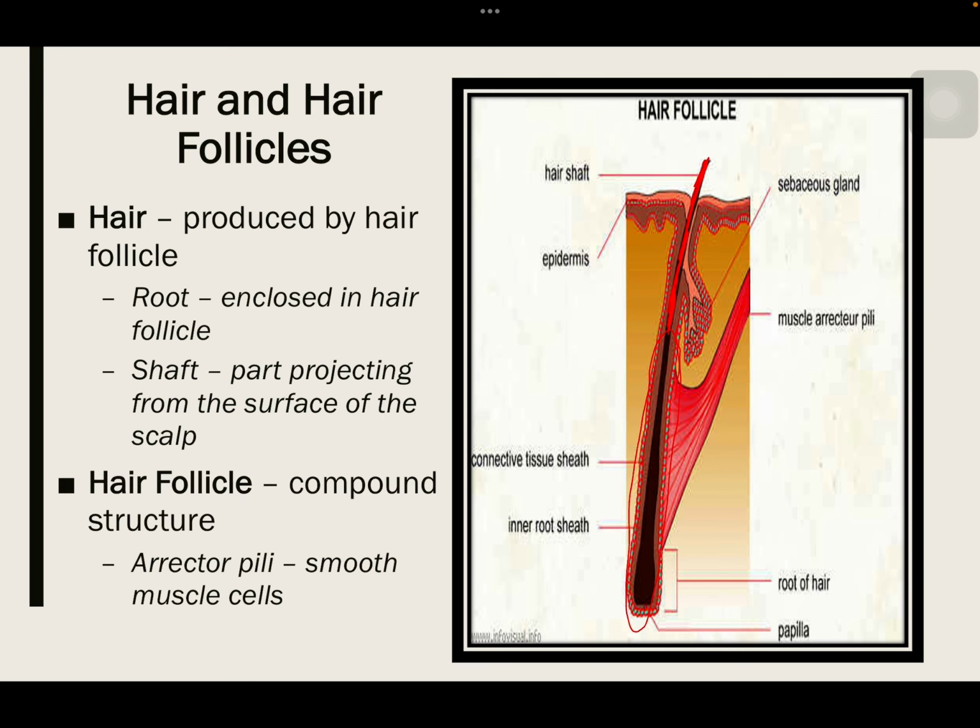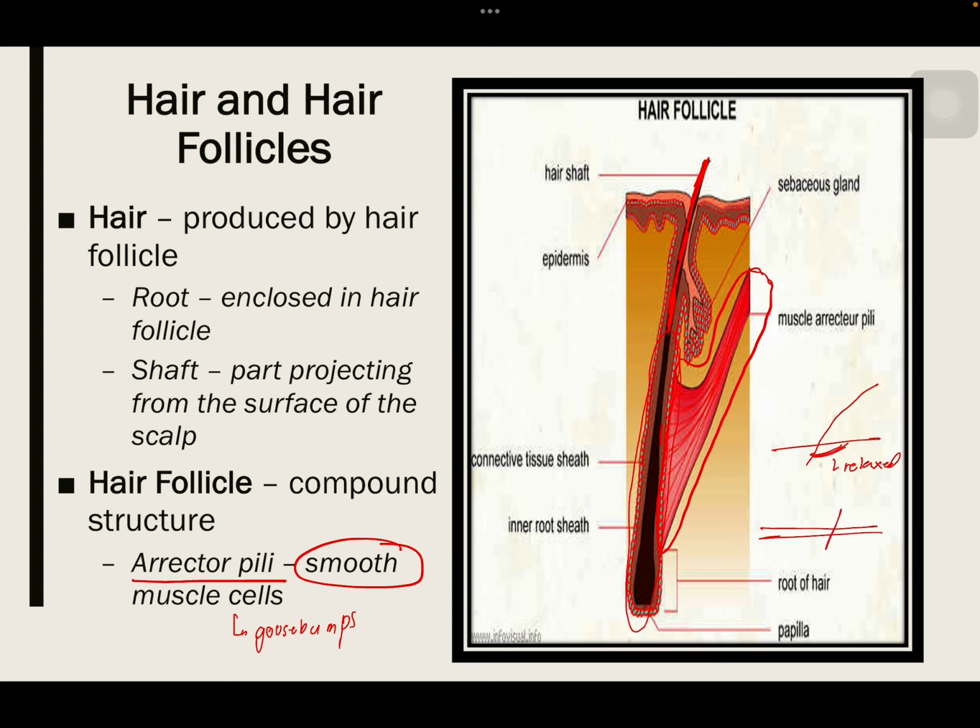The hair follicle is a compound structure which contains your erector pili muscles, or your smooth muscle cells, that cause goosebumps. When your erector pili muscles are activated, they contract so that the hairs stand. For example, when the erector pili muscles are relaxed, the hair is flimsy or floppy. But when they are contracted, the hair stands. That is what gives you goosebumps.